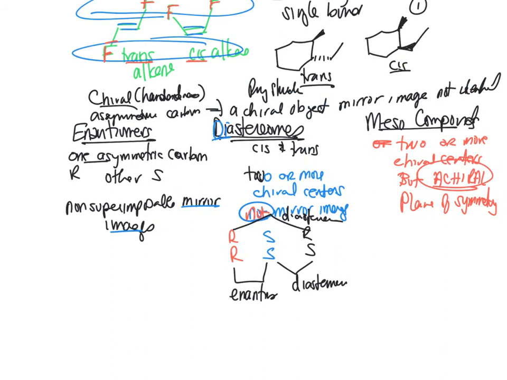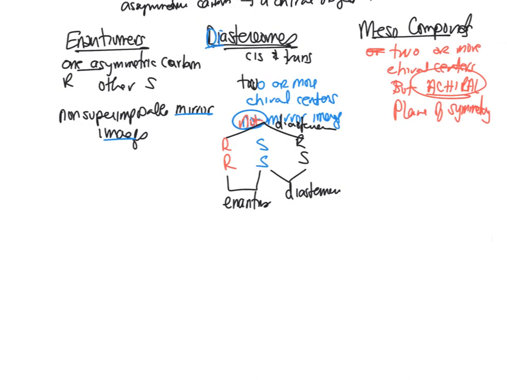Okay, so let's answer our questions. 8A. A compound that has one chiral center with R configuration, what configuration would the enantiomer be? Did you circle S? Okay. 8B. A compound has one chiral center with the S configuration. What configuration would the enantiomer be? R. Okay, so that's enantiomer with one asymmetric carbon.